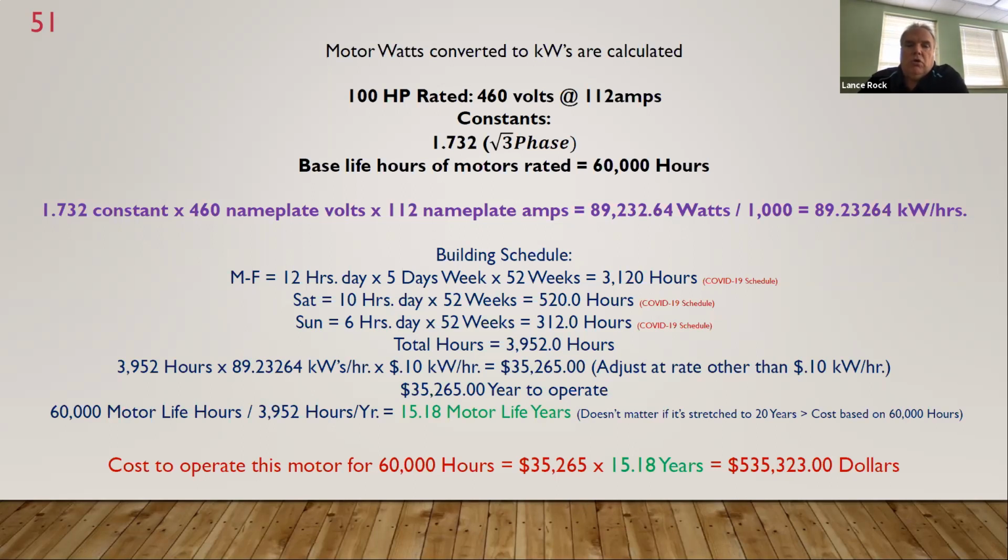The average motor life expectancy is 60,000 hours. So if we take that 60,000 hours, and if we did have a schedule like this, we'd operate for only 15 years and we'd be looking at a new motor. We know that normally we get 20 years out of our motor. It really doesn't matter. It's not going to change the cost of operating this motor. The cost to operate that 100 horse motor at 100% without optimizing your VAV system is $35,265 a year, and total life would be $535,000, a little over $500,000, the life of that motor. Next, please.